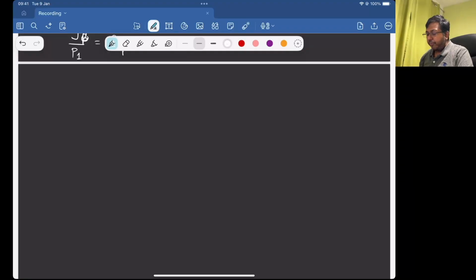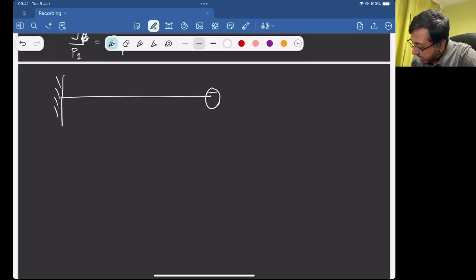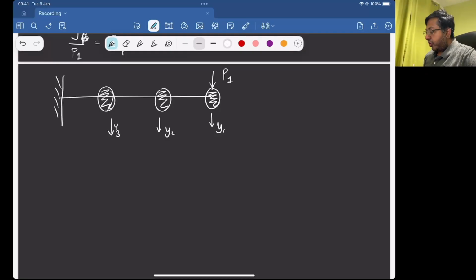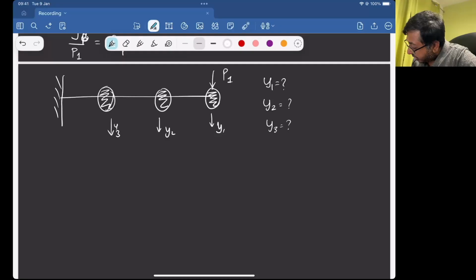If you go back to our original case, we had a cantilever beam with a mass M1 here, a mass M2 here, and a mass M3 here. Let's assume that we are applying a load P1. So we have Y1, Y2, Y3. Our goal is to determine what Y1, Y2 and Y3 are under the influence of load P1.